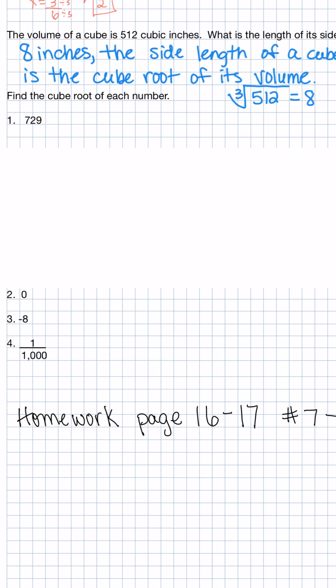Go ahead and try the next 4 on your own, and then come back and see if you got them correct. So this first one, the cube root of 729 is going to equal 9. Cube root of 0 equals 0. Cube root of -8 is going to be -2. And the cube root of 1/1000 is going to be 1/10.